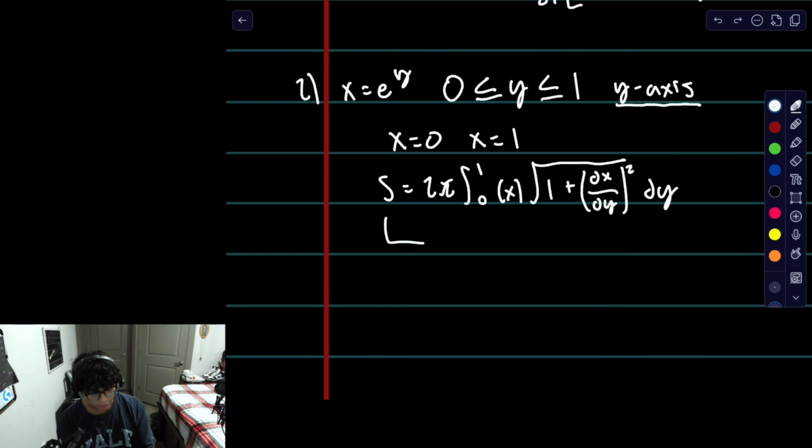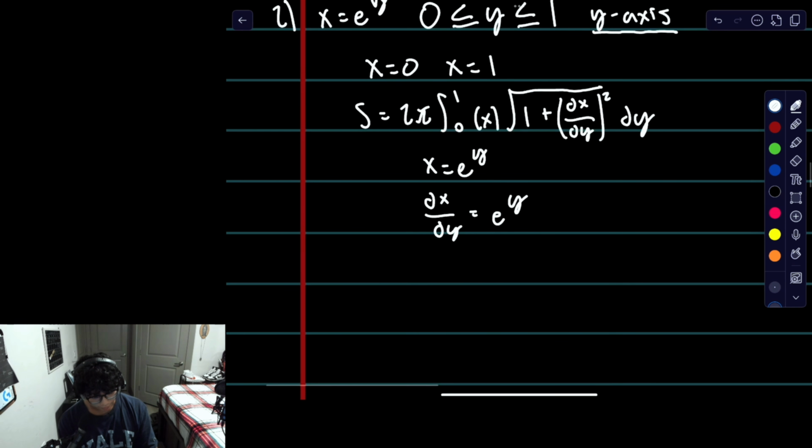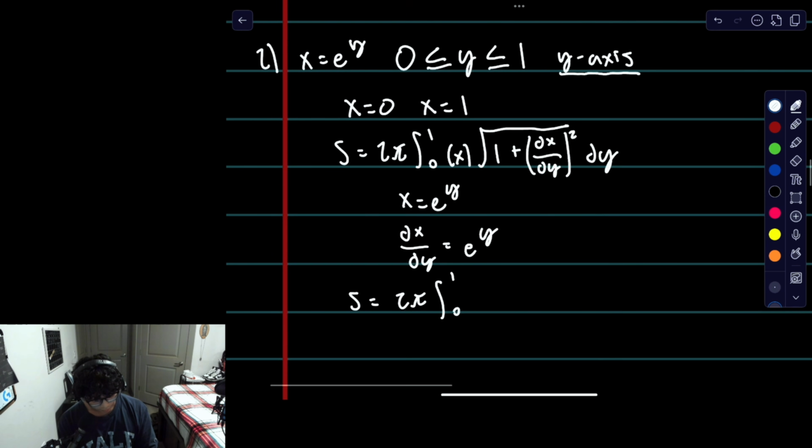Now we don't have every detail yet again because we need to solve for the derivative of our x, which is fairly easy because our x equals e to the y, so our dx over dy equals e to the y. So now we have all of our details to plug in. So the integral from 0 to 1 of e to the y, because again we're just plugging in for that x since we know our x, times the square root of 1 plus e to the y squared, and then dy.